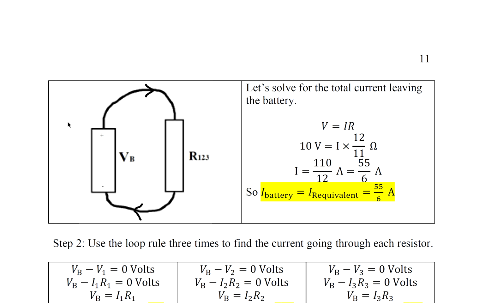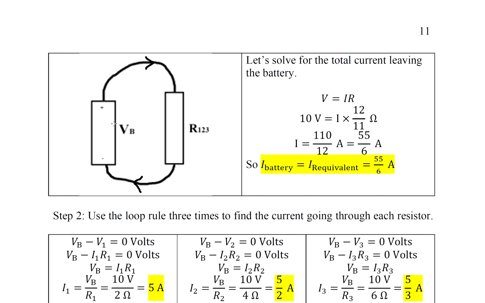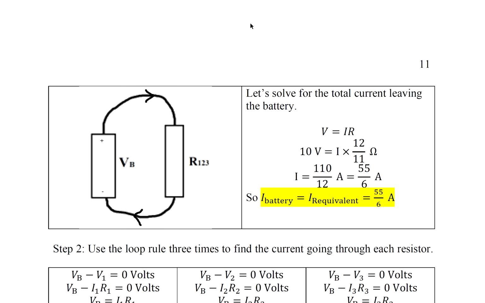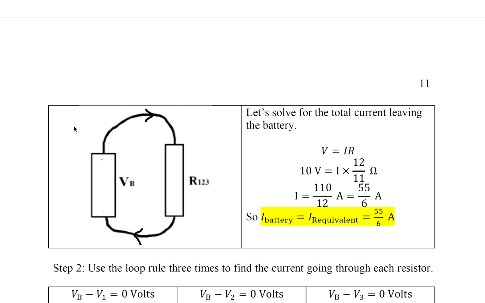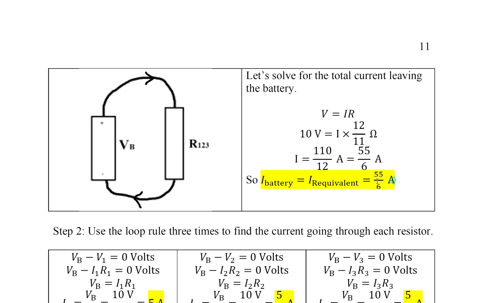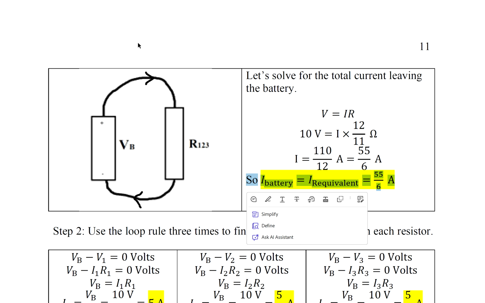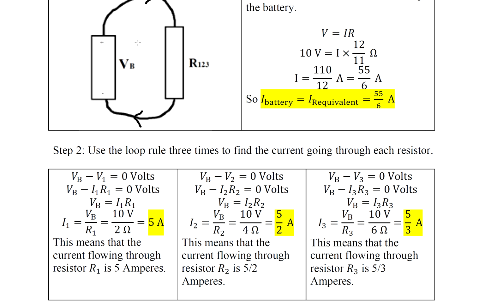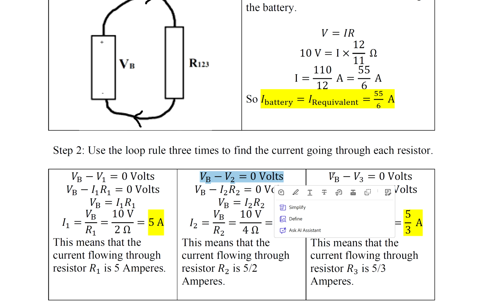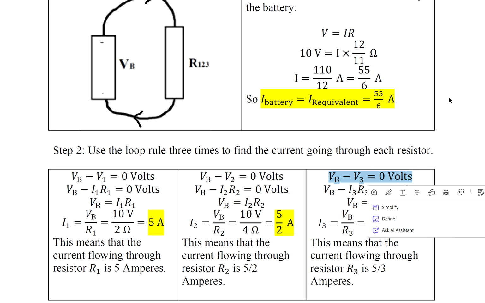Now we have this. So if we have V, which is 10, which is given to us, and if we have R, which is what we just solved for here, we could find I, the current going through the battery. It's this. So step 2, we're going to use the loop rule 3 times to find the current going through each resistor. So this is loop 1, this is loop 2, and this is loop 3.